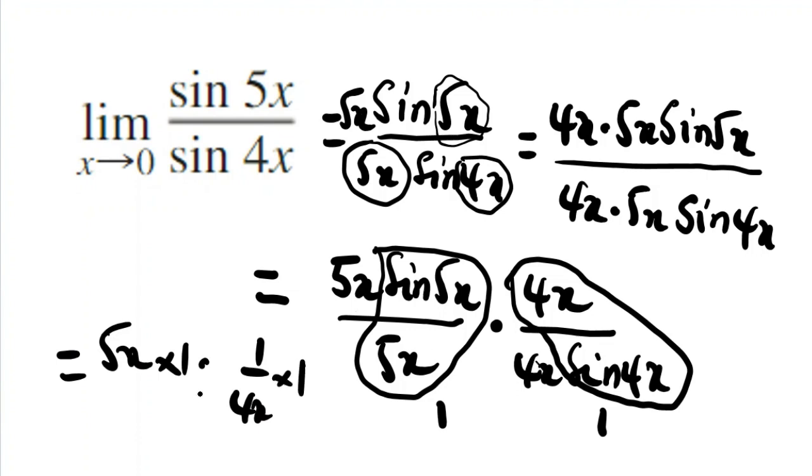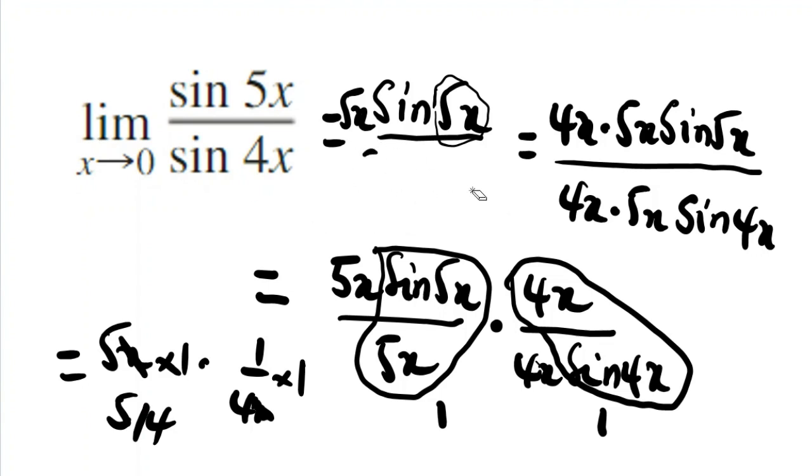This one is at the top. So if you do this, this will cancel this. At the end of the day, you have 5 over 4. So the limit is basically 5 over 4. Okay? The limit is basically 5 over 4. That's how you go through.